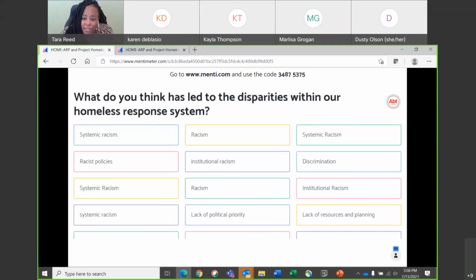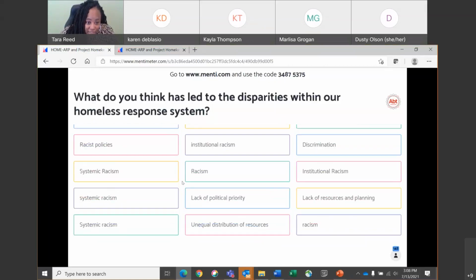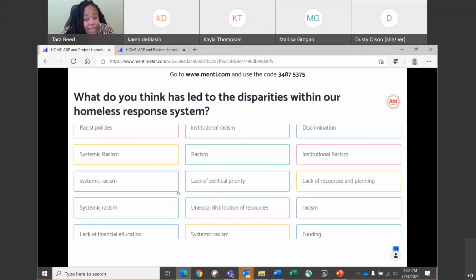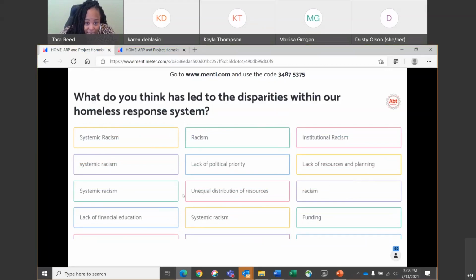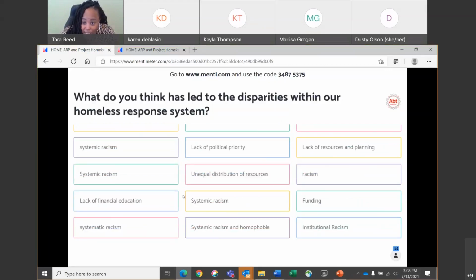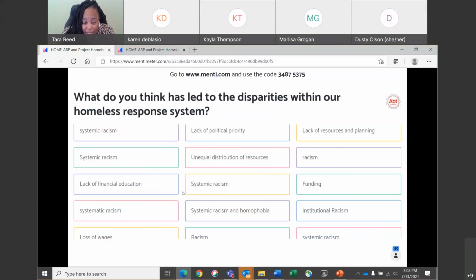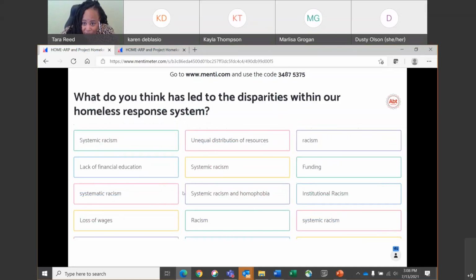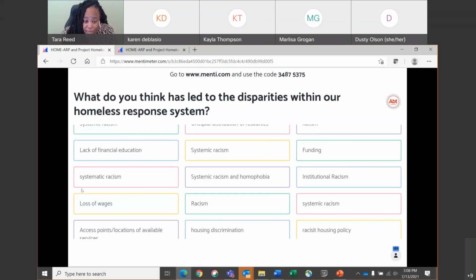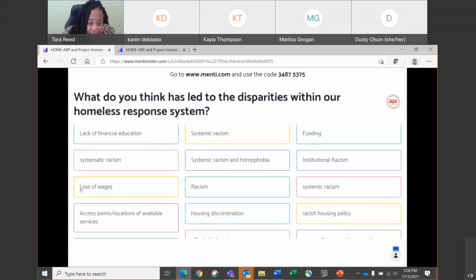Do you mind if we share people's responses? I'd like to see what we have up there. Institutional racism, racist policies, lack of political priority, unequal distribution of resources, lack of financial education, funding, not having help to apply, not having the resources to be successful. I see where someone posted that limited funding just for the program itself ends up with multiple responsibilities on one person, and it's hard to meet all of the needs. I'm reading someone into that response.